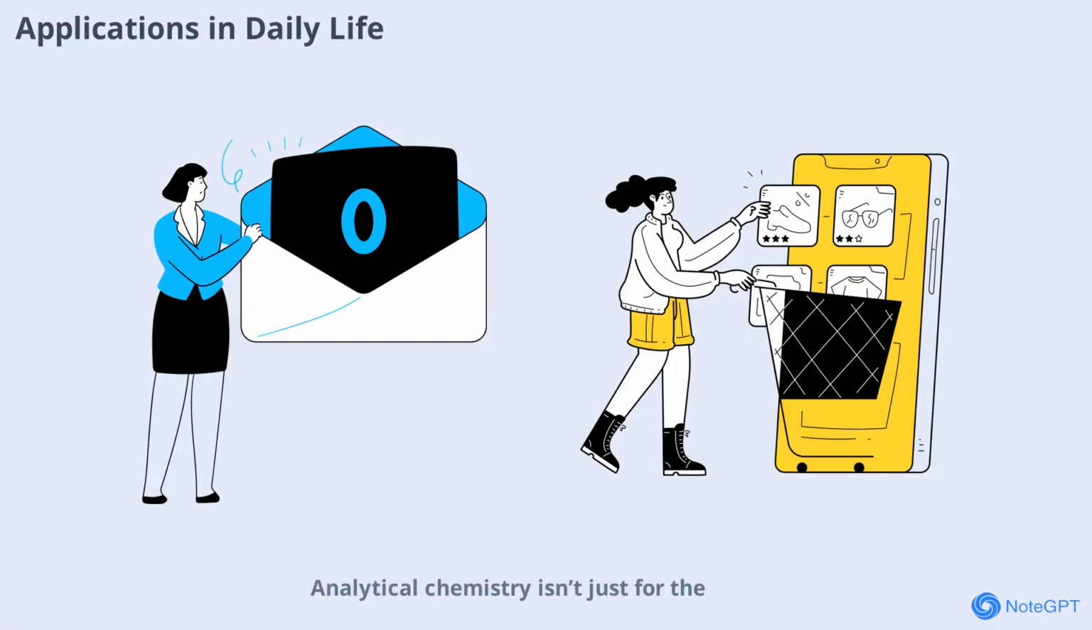Analytical chemistry isn't just for the lab, it has many applications in daily life. From testing the purity of drinking water to checking the nutritional content of food, analytical techniques help ensure our safety and well-being. They are also used in environmental monitoring, forensic investigations, and quality control in manufacturing. Understanding these applications shows how analytical chemistry impacts our everyday experiences.